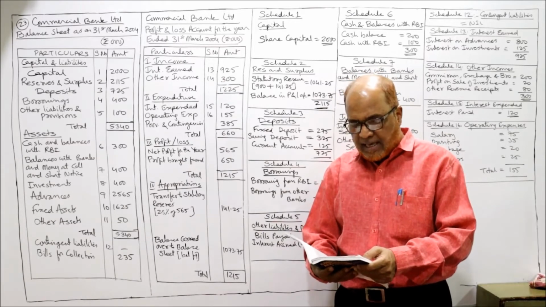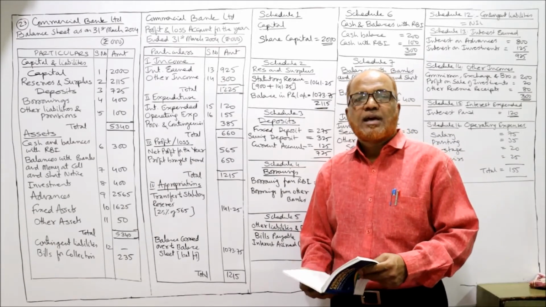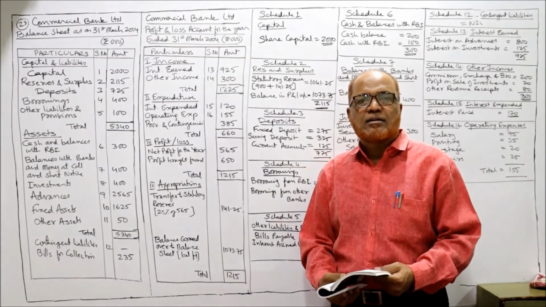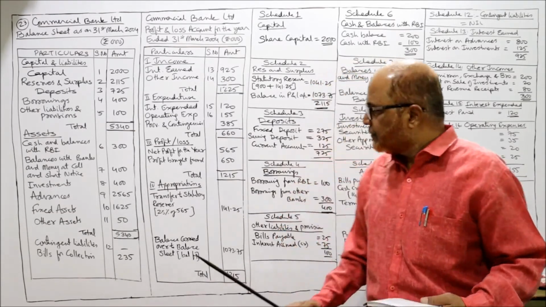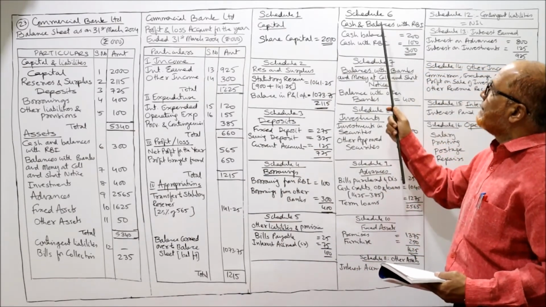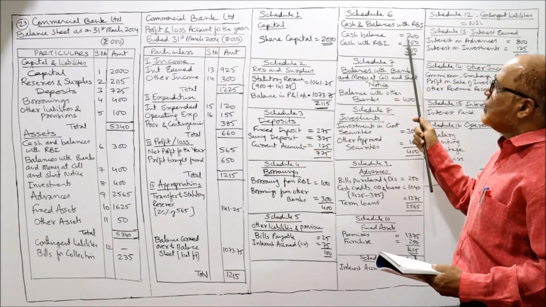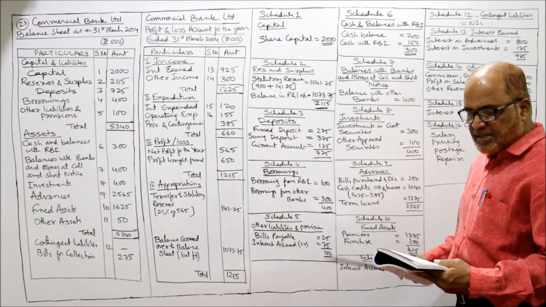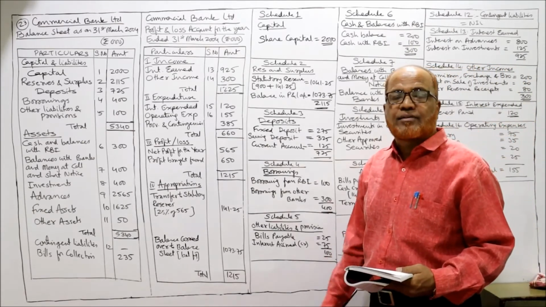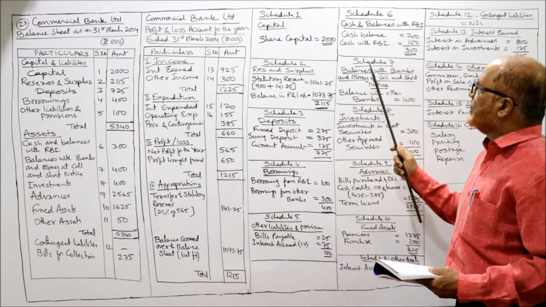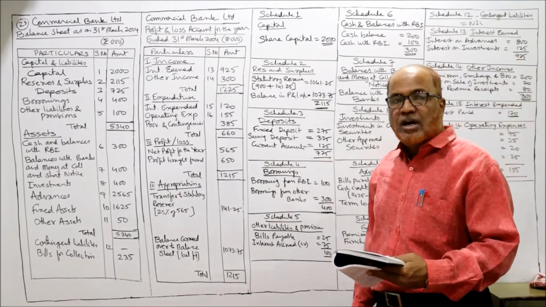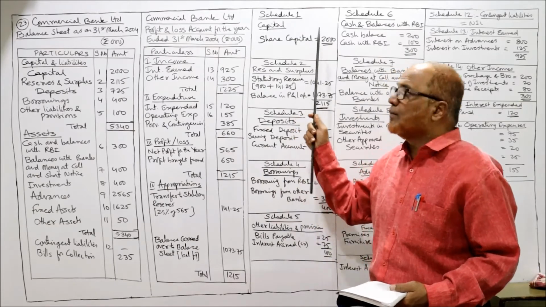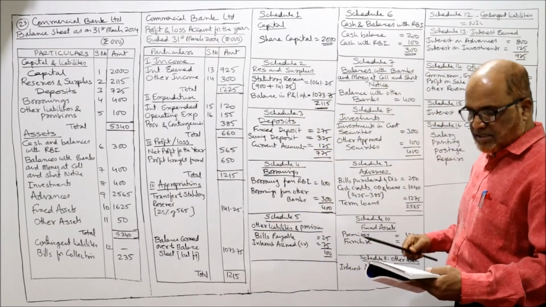The trial balance is: cash balance 200. Cash balance will come in cash in hand, schedule number 6, cash and balances with RBI. Sixth schedule you can see here. Cash balance 200, so first item is cash balance. Second, balance with other banks, seventh schedule, balance with other banks 400. Next, cash with RBI, sixth schedule.